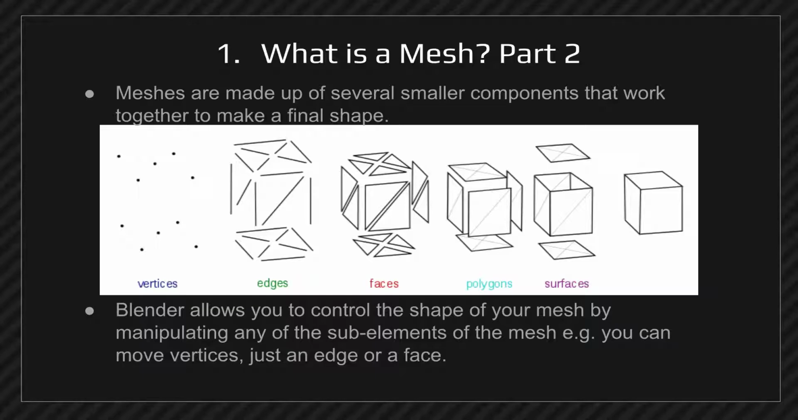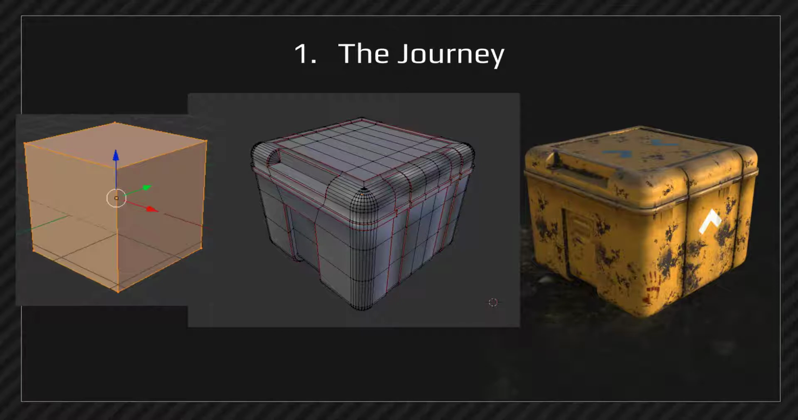Blender lets you control your modeling at any one of these levels. You can move whole objects around, you can move the face of something you've selected, you can move an edge around, or you can go right down to the vertex and move the vertices individually. So the journey here, we start with what is a very basic cube inside Blender.